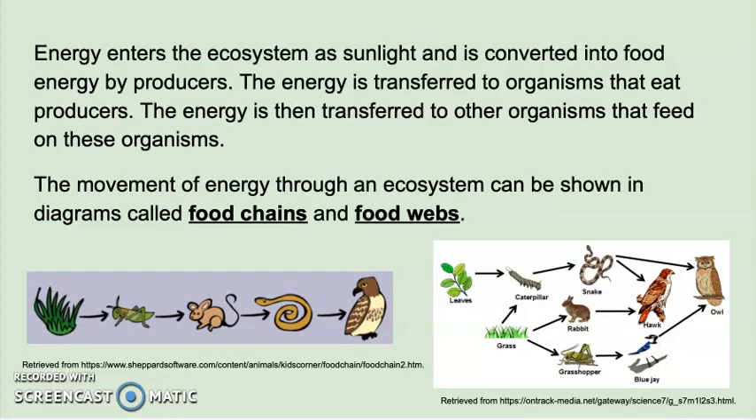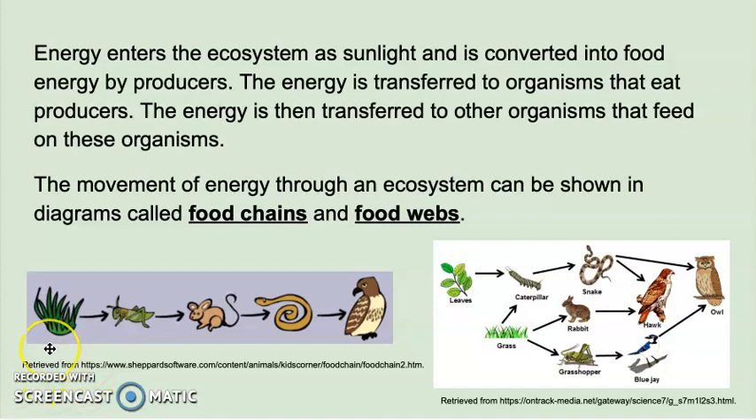Energy enters the ecosystem as sunlight, and then the producers convert that into their food energy. When organisms eat the producers, that energy is transferred to them, and then organisms that feed on those organisms transfer the energy to them. So the movement of that energy through an ecosystem can be shown in diagrams called food chains and food webs.